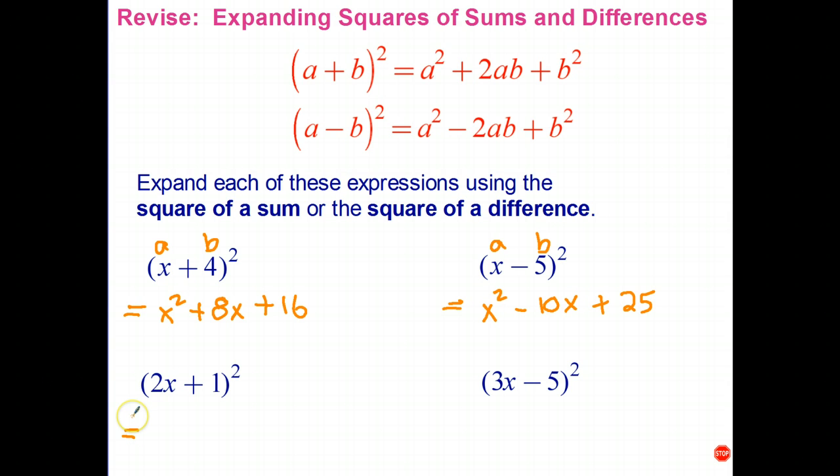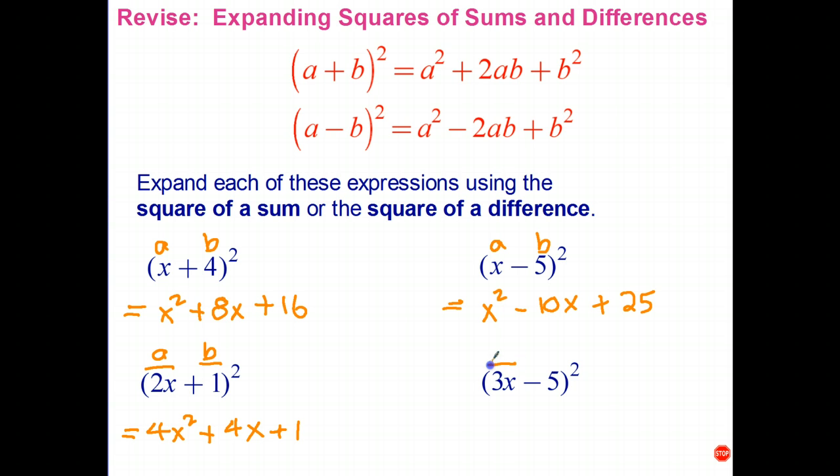Okay, welcome back, students. Here A is equal to 2X and B is equal to 1. So 2X all squared is 4X squared. There's a plus there, so I write a plus there. And now I need 2 times A times B. Well, 2 times 2X is 4X, 4X times 1 is 4X. And plus 1 times 1 is 1.